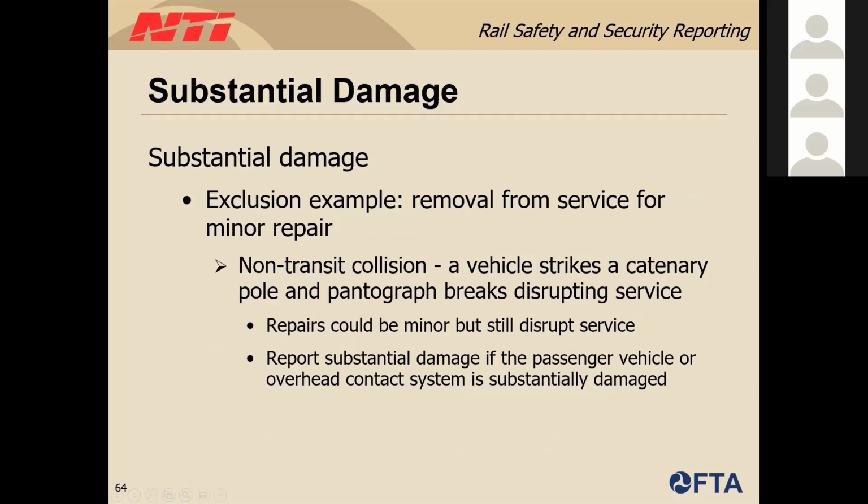Continuing with an example of the exclusions from service for minor repairs, in a non-transit collision, a vehicle hits a catenary pole, disrupting service. The repairs could be minor but still disrupt service significantly. Agencies would report substantial damage if the passenger vehicle or overhead system is substantially damaged as a result of the event.